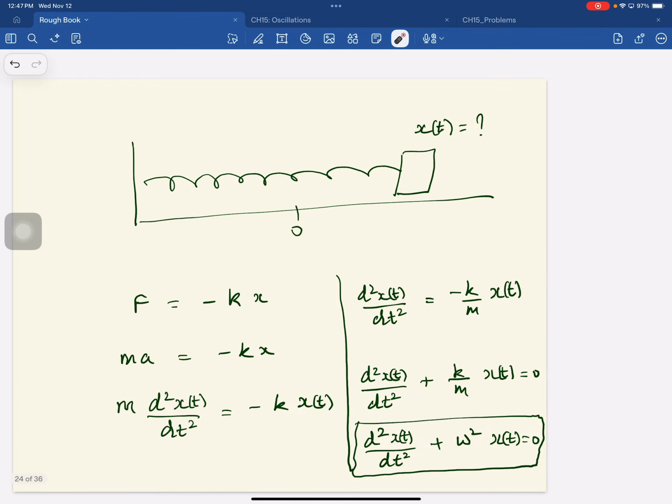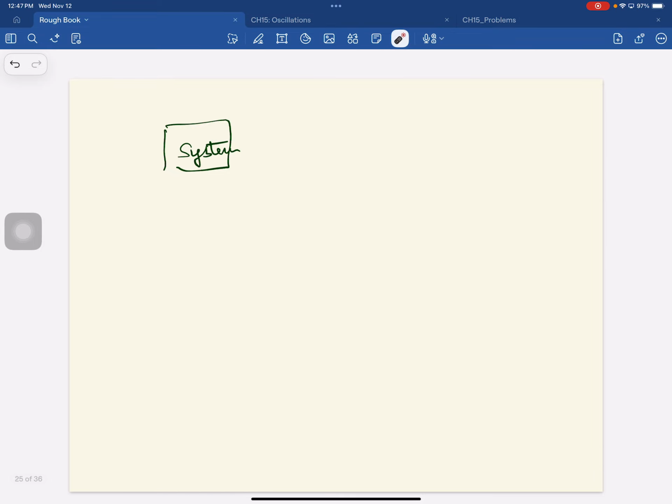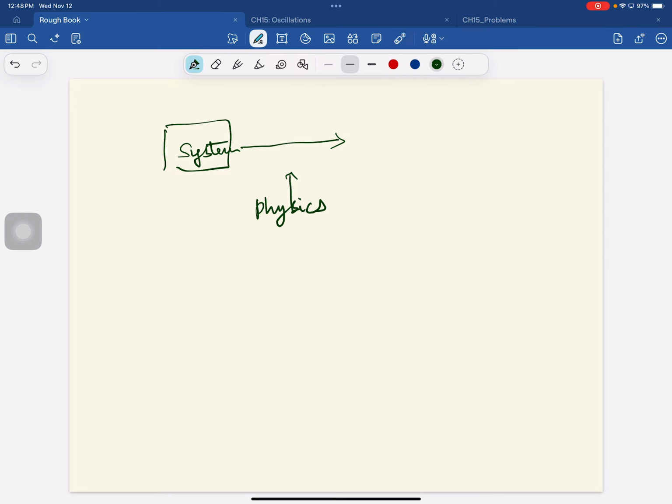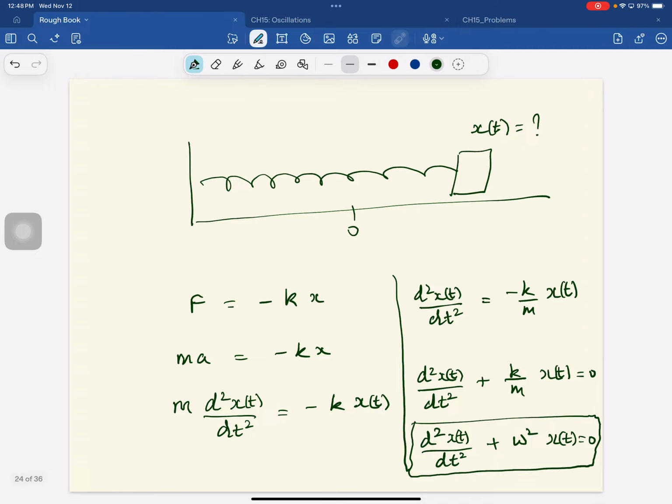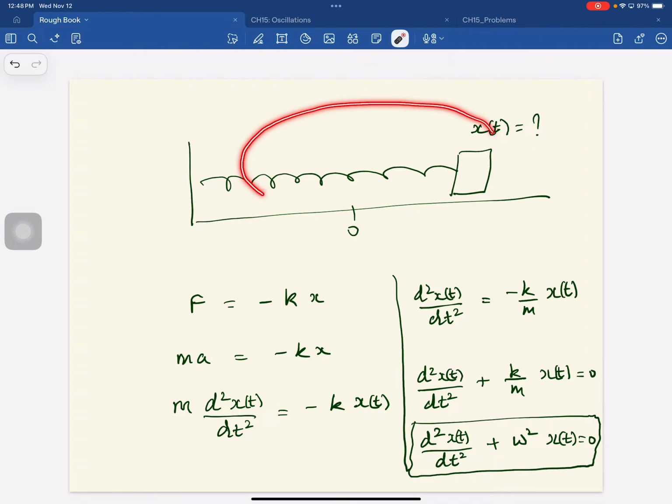Okay? All right, so you came up with a system. Then you put in some physics. Okay? And what did the physics allow you to do? It allowed you to come up with a mathematical model. What was the mathematical model in our case? Our mathematical model was a mathematical equation describing the behavior of the system. What was that? That was this differential equation. So in general, most mathematical models are differential equations.